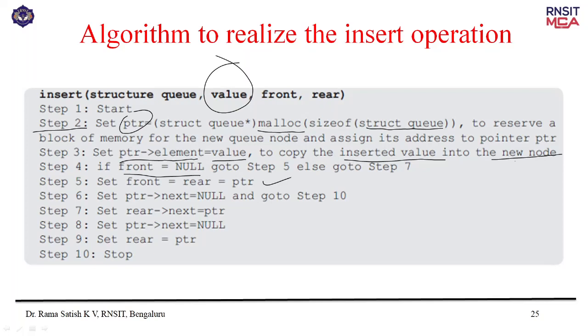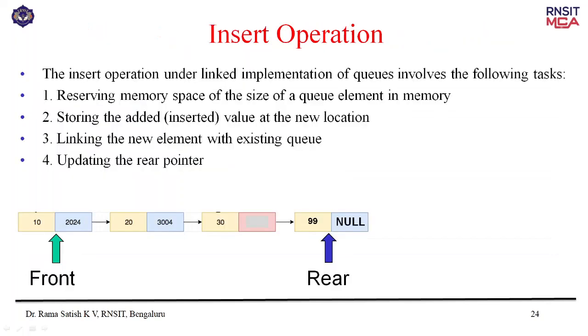What do you do? You go to step 7. In step 7, what you are doing? Rear.next is equal to PTR. That is what we did in the previous. Rear.next is equal to rear.next. So you have connected this to this new one. So that is what we have done.